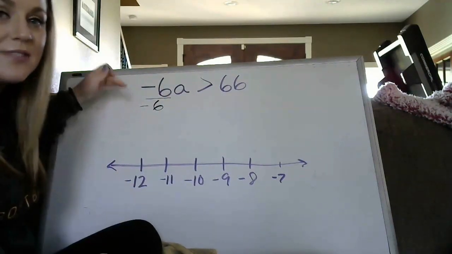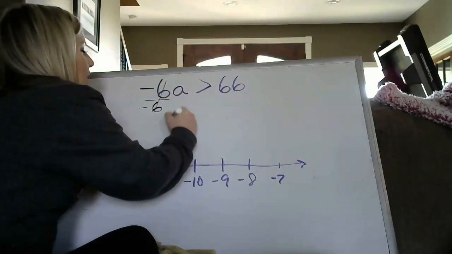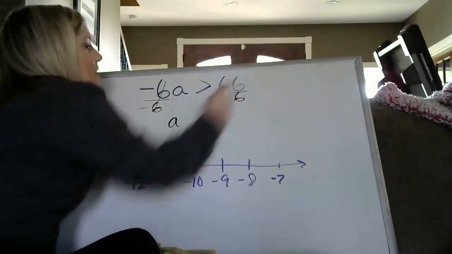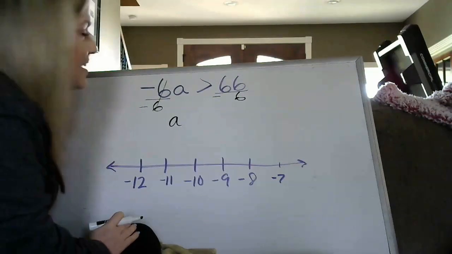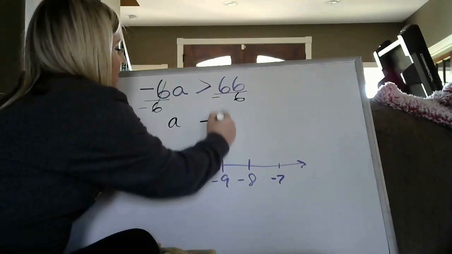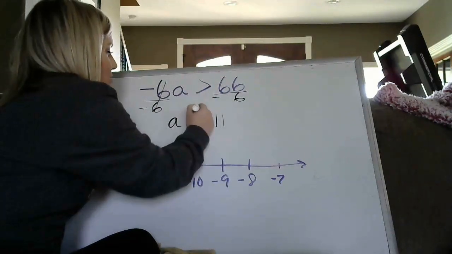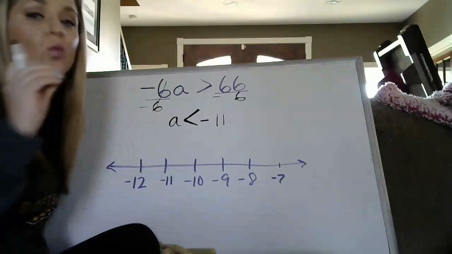Well, -6 divided by -6 is +1, right? So now we're left with A. Now I've got to come over here and divide by -6. Well, 66 divided by -6 is -11. And since I divided by -6 over here, I've got to flip this inequality. And I'm going to tell you why we do it.